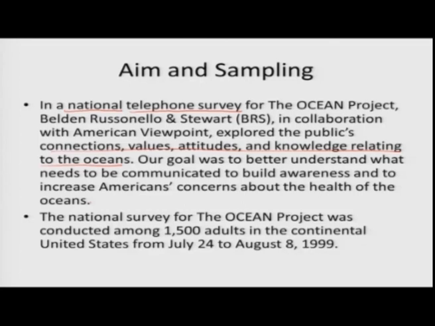So, how many people participated? The national survey for the OCEAN project was conducted among 1,500 adults in the continental United States from July 24th to August 8th, 1999. So, 1,500 adults participated, means it excluded children, and this was the duration. So, from July 24th to August 8th, 1999. So, 1,500 adults, they were telephoned and they were asked questions about what they know about the oceans, and they responded.